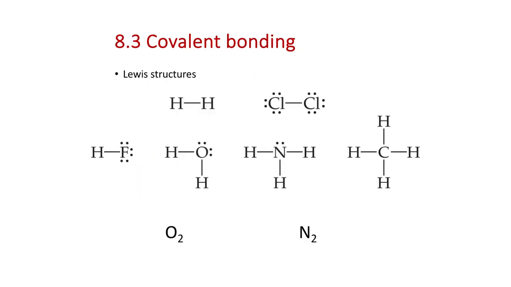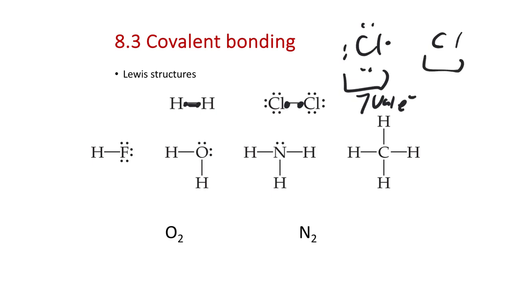So let's look at some different types of Lewis structures. We see hydrogen forms what we call a single bond. Each hydrogen had one valence electron that then overlap and share through a single bond. Chlorine has 7 valence electrons each. So when we're looking at chlorine here, we're picturing starting with chlorine with 7 valence electrons. The other chlorine also has 7 valence electrons.